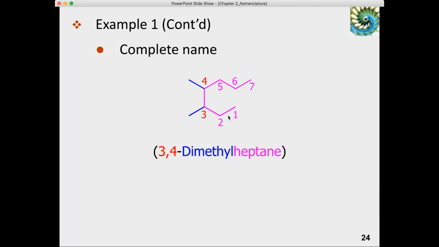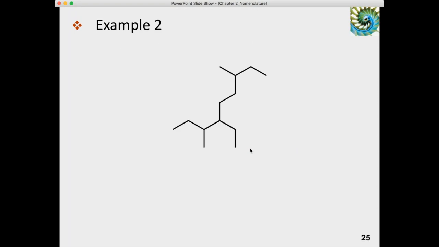Okay? The longest chain, number 1 here because it's closer, 3,4, same group is methyl, so 3,4-dimethyl heptane. Here is another example. Look for the main carbon chain.